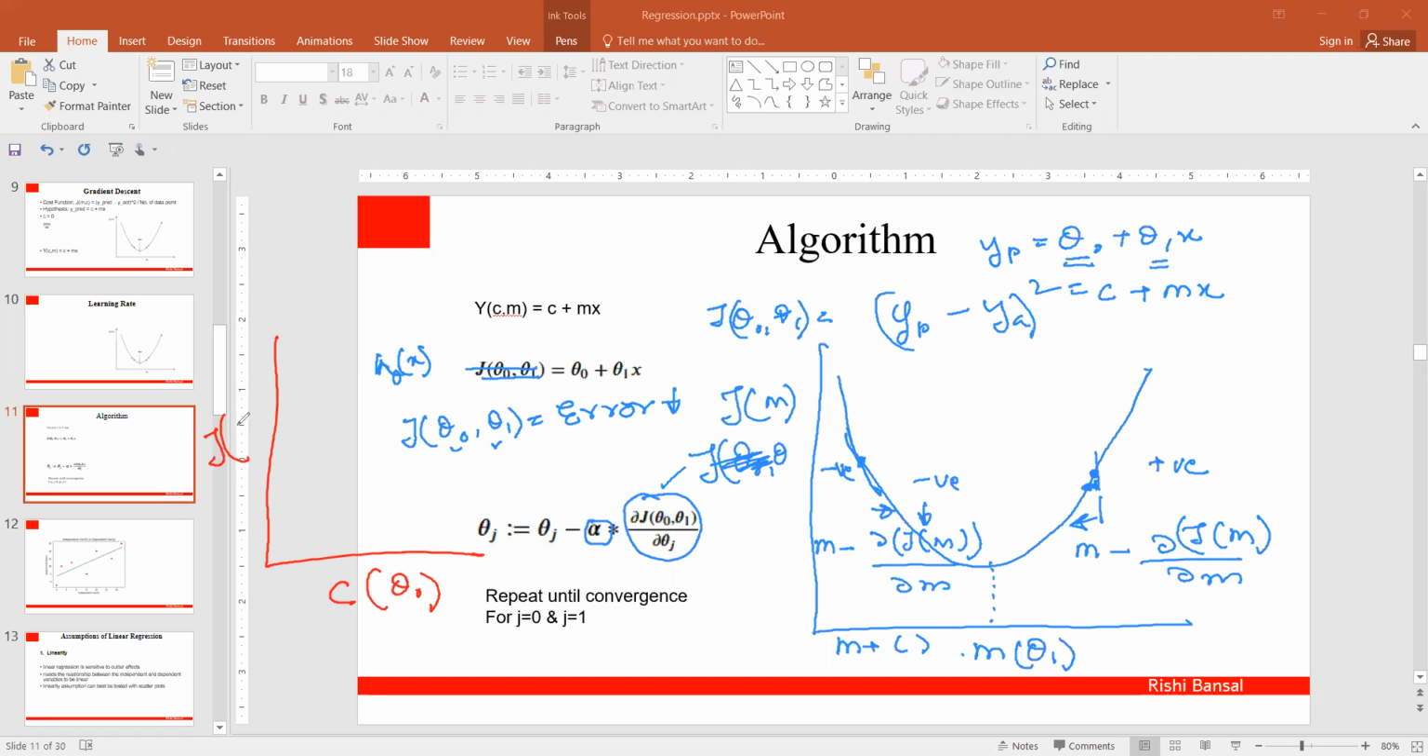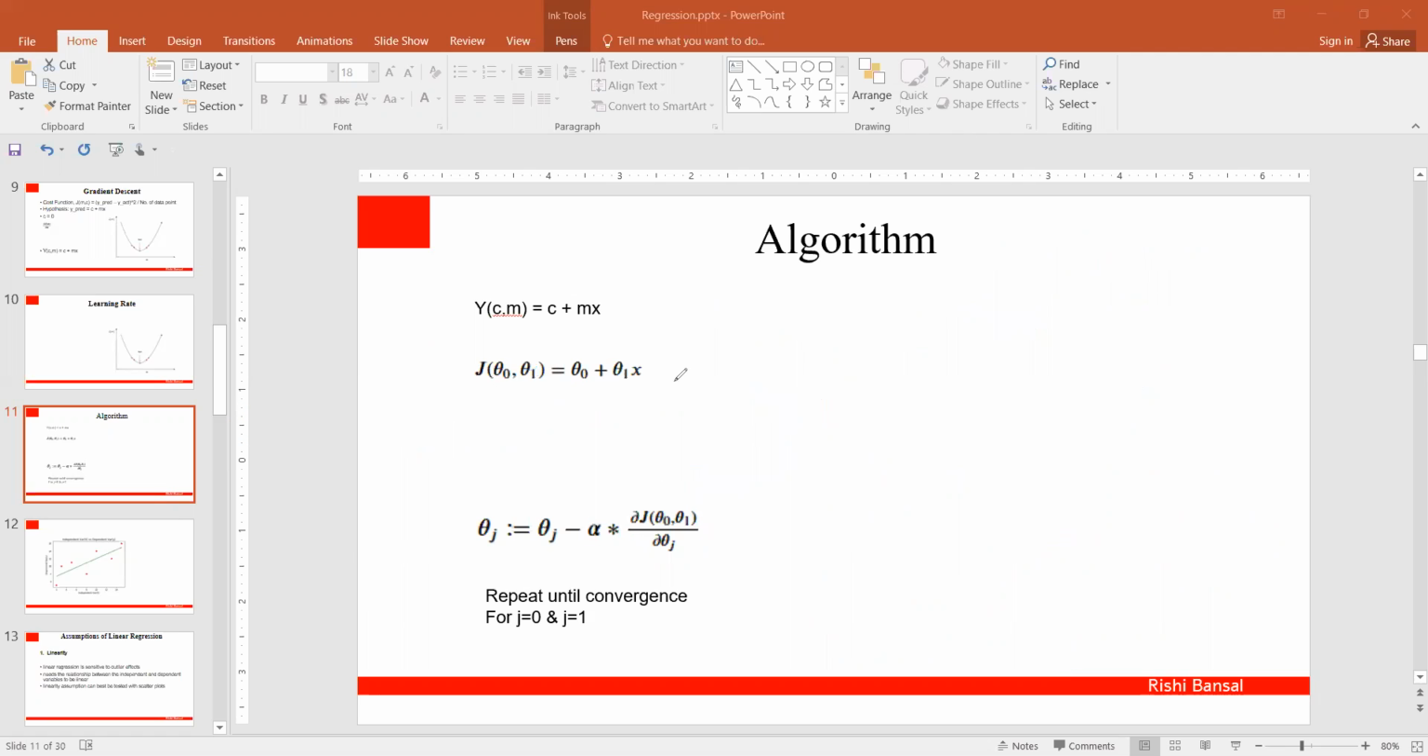So here J is a function of theta 0, or you say c. The same thing happens here. We try to find out the value of c. The idea is exactly the same: the way we were trying to find m, here we try to find c. Now, what happens in the algorithm? This is wrong, I will correct it. J of theta is a big equation. This is just a line, this is h theta of x.